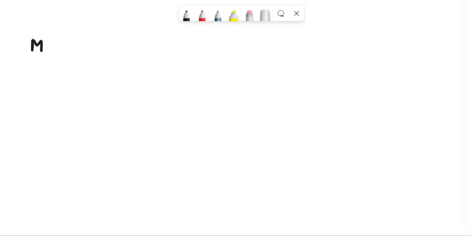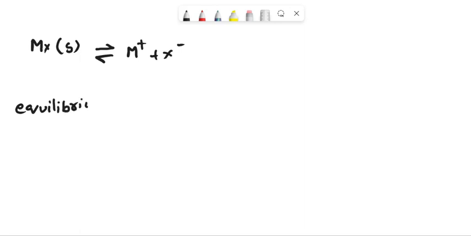In the reaction, MX reacts with S with a reversible reaction. M plus X minus is formed. This is an equilibrium reaction. In this equilibrium reaction, we can write the equilibrium expression as Ksp equal to M plus X minus concentration.